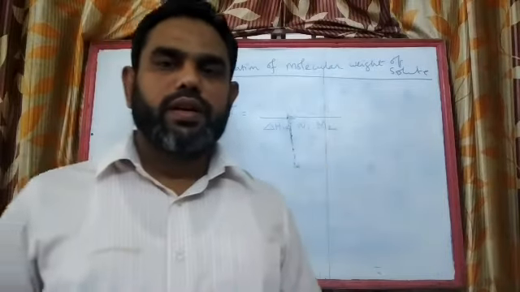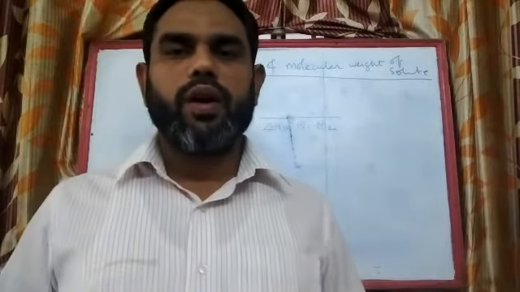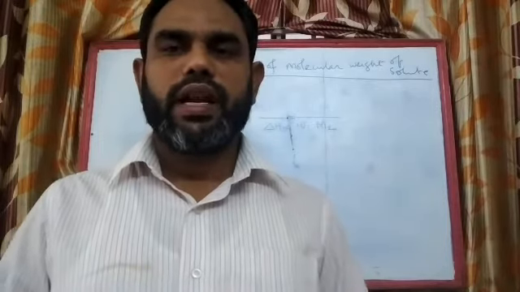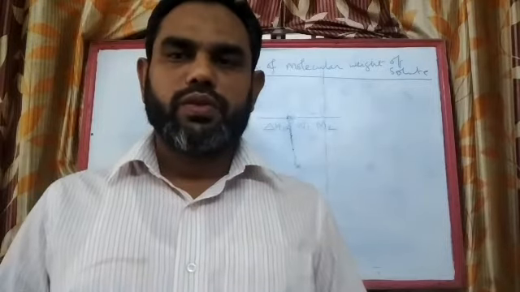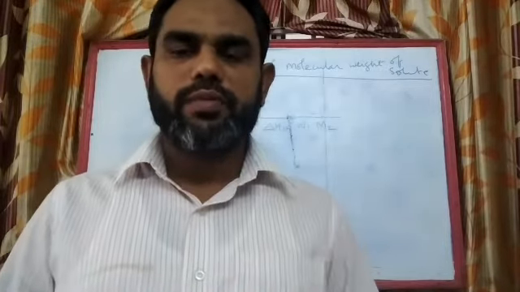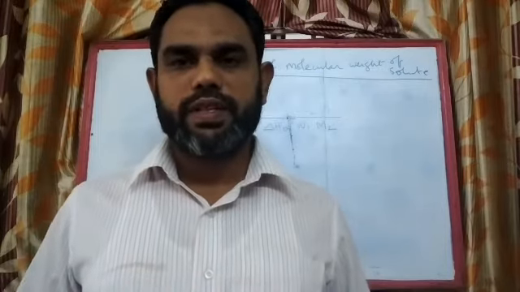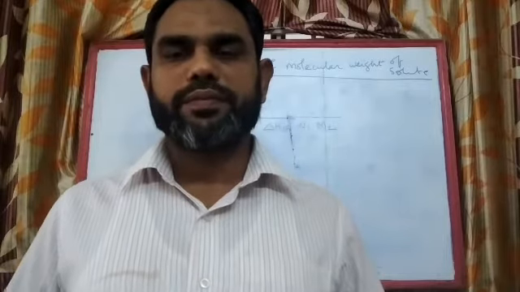Dear students, in this class, let us discuss finding the molecular weight of an unknown solute using elevation of boiling point as a colligative property. We have learned what a colligative property is and what the different colligative properties are: elevation of boiling point, depression of freezing point, osmotic pressure, and vapor pressure lowering.